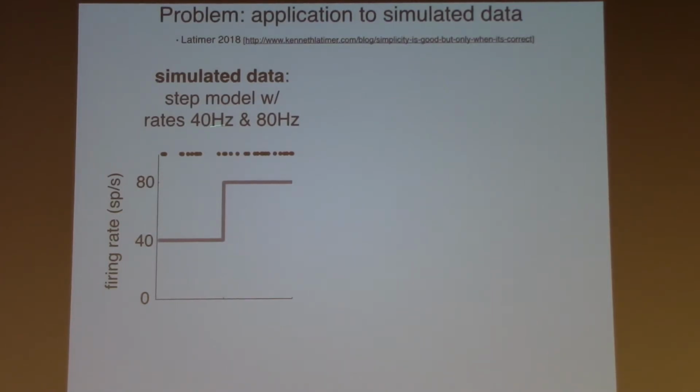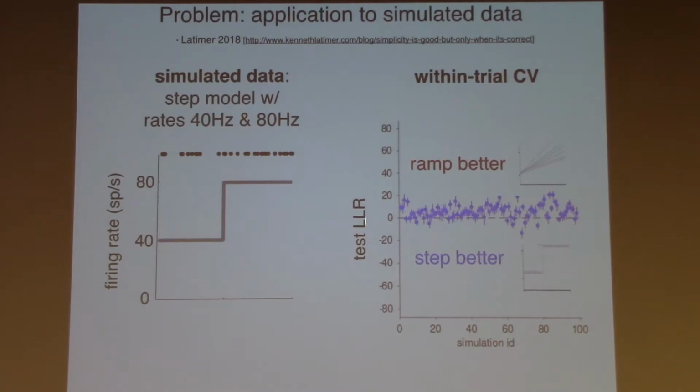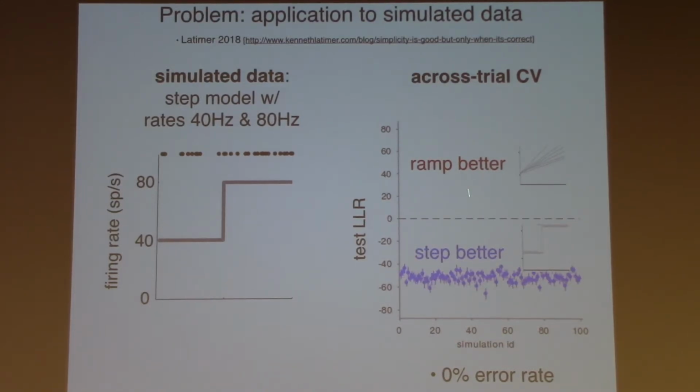Conrad said if he increased the spike rate an additional 50%, then he would get the right answer. But I would argue that you should already be able to get the answer if you're stepping from 40 hertz to 80 hertz. And of course, this is the result that Kenneth got in his simulation. The ramp was better for 84% of the neurons that were simulated from this stepping model. So it's got an 84% error rate. If instead we used a cross-trial cross-validation, so we held out some trials and we marginalized over the latent, it has a 0% error rate.